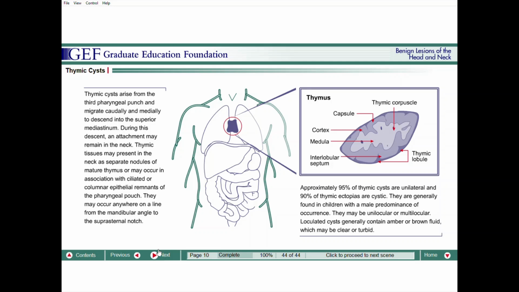Approximately 95% of thymic cysts are unilateral, and 90% of thymic ectopias are cystic. They are generally found in children, with a male predominance of occurrence. They may be unilocular or multilocular. Loculated cysts generally contain amber or brown fluid, which may be clear or turbid.